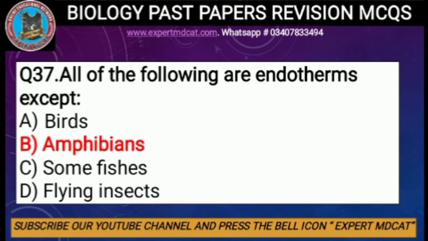Question number 37 is, all of the following are endotherms except: birds, amphibians, some fishes, flying insects. Here the correct option is B, that is amphibians, because amphibians are ectotherms, they are cold-blooded animals. And what are cold-blooded animals? The animals in which regulation of temperature depends upon external resources such as heated rock surface or sunlight or other stimuli. So the correct option is B, amphibians.